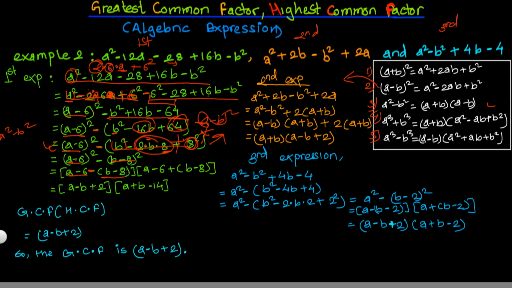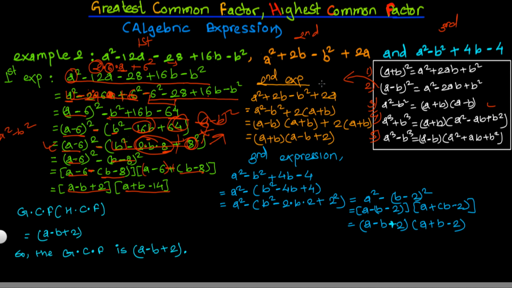Since I have two terms in the second one, I put a bracket over here, and then the term is a minus 6 plus b minus 8. On simplifying, I get a minus b plus 2 and a plus b minus 14.